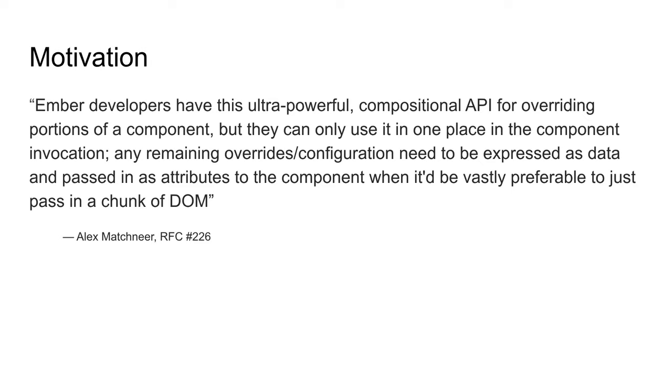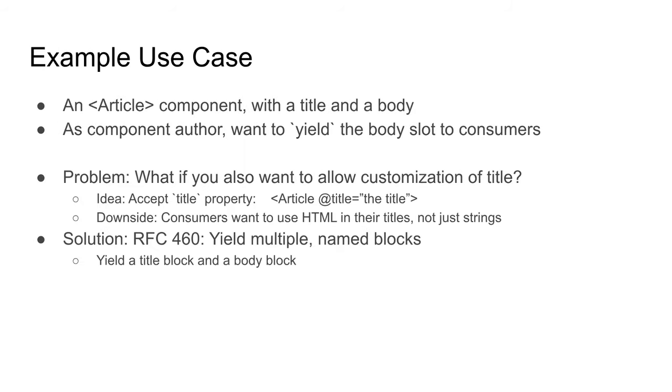I lifted this from the intro to 226, the first block RFC. You can sort of scan it there, but I thought Alex did a really good job of verbosely expressing the power. I think of named blocks as a missing feature of Ember, because we have this great concept of composition, of being able to yield, but we only have a way to yield one thing, and the rest you just have to find a way to work around.